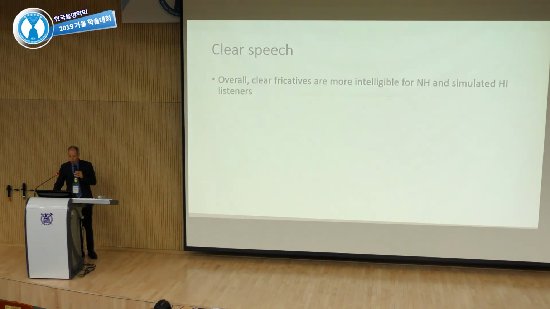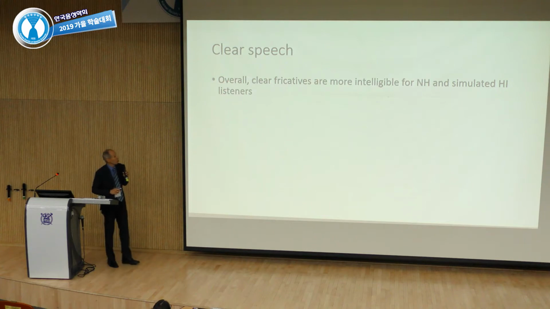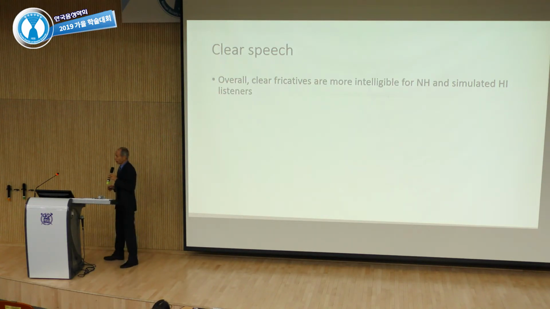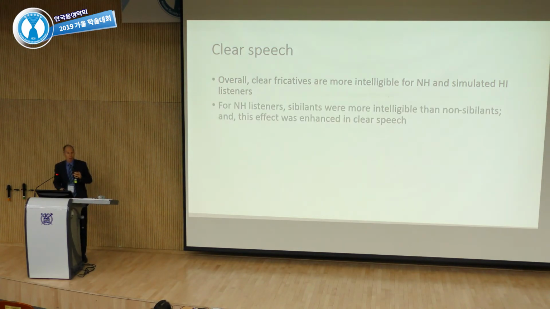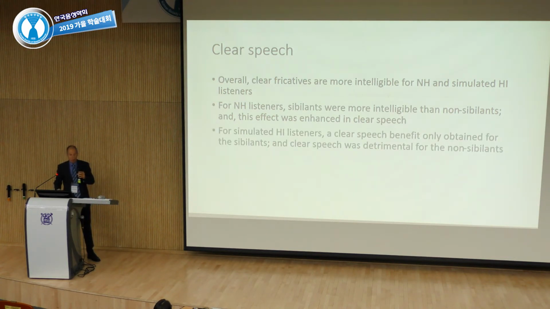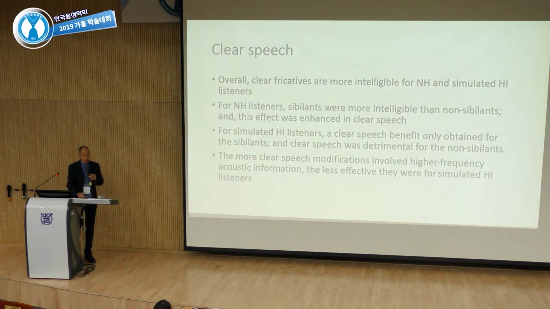So what do we find? Overall for clear speech, the clear fricatives are more intelligible for normal hearing and simulated hearing impaired listeners. We find for normal hearing listeners that sibilants were more intelligible than non-sibilants, and this effect was enhanced in clear speech. But for our simulated hearing impaired listeners, a clear speech benefit was only obtained for the sibilants, and clear speech was actually detrimental for the non-sibilants. So in general, the more clear speech modifications involved higher frequency acoustic information, the less effective they were for our simulated hearing impaired listeners.